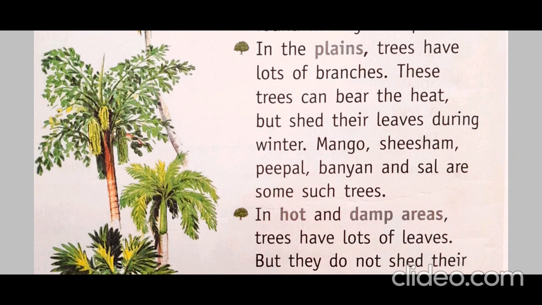They can bear the heat but shed their leaves during winter. They fall their leaves during winter. Mango, sesame, pipal, banyan and sal are some such trees. So the trees which are growing on plains are mango, sesame, pipal, banyan and the sal, and they are having lots of branches.